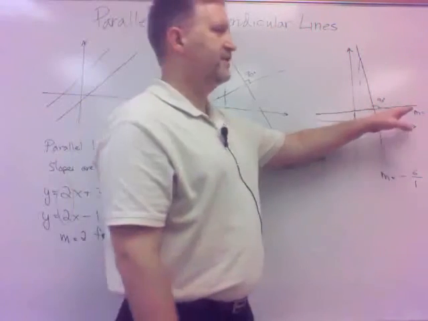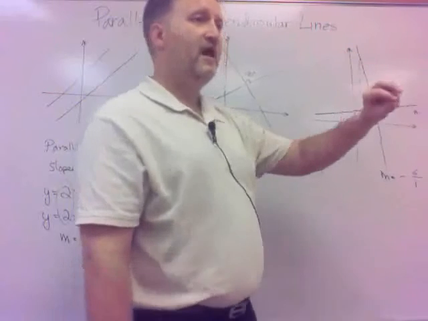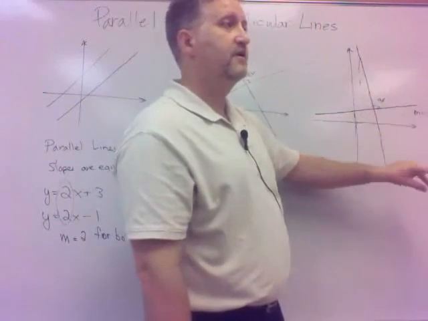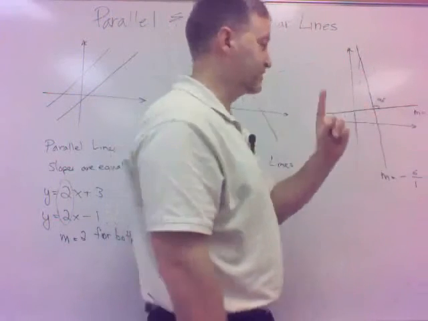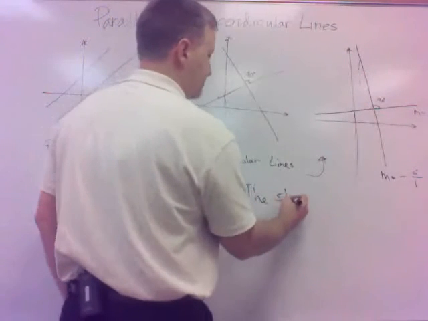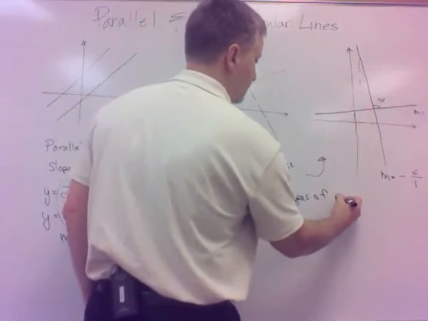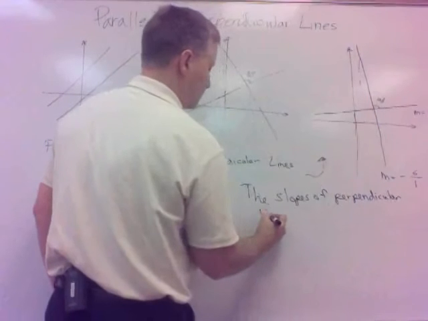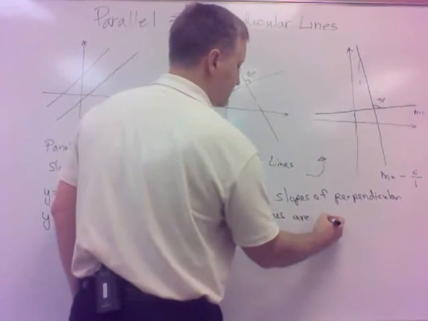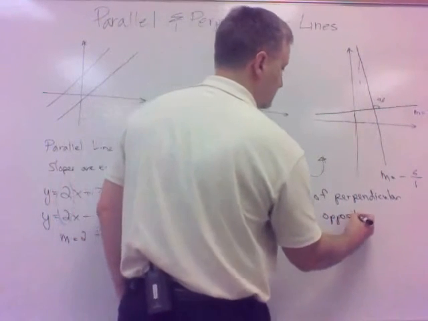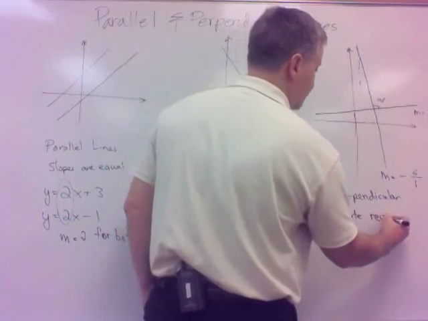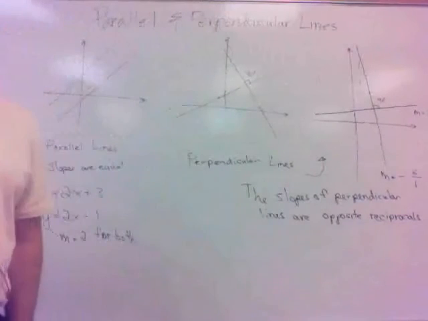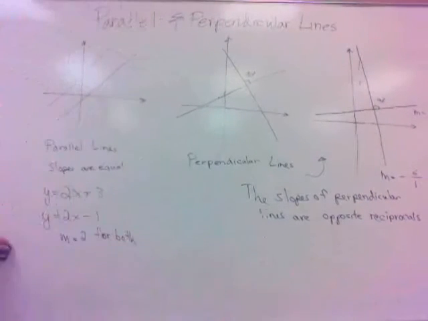It turns out that perpendicular lines are opposites, and they're also what happens to the numbers here. They get flipped. So we say they're opposite reciprocals. The slopes of perpendicular lines are opposites and they're reciprocals. So they're opposite in signs, and they're reciprocals. They're flip-flopped of one another. Okay? That's how perpendicular lines work.